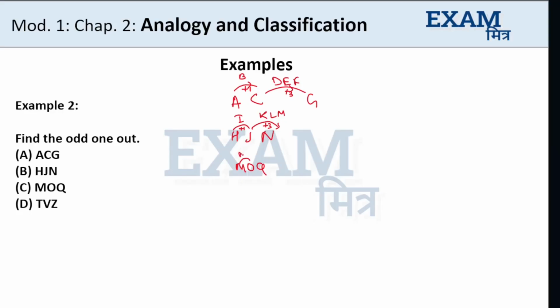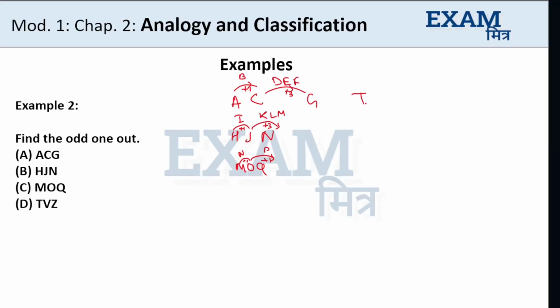M, then 1 forward skipping, and again O, P, Q. O, P, then only Q. That means here we are skipping only 1, but in these two we were skipping 3 letters, while in this part we are skipping only 1 letter, and that is P.